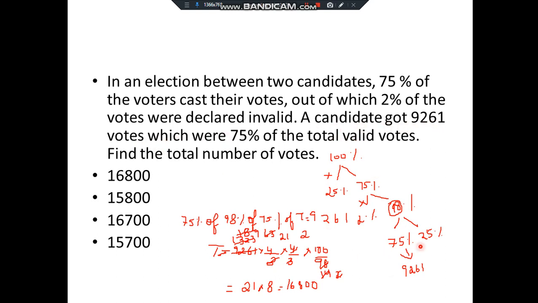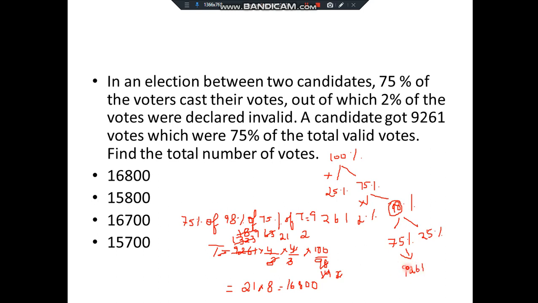Now, they have given that a candidate got 9261 votes. See, here I told you, the particular person got 9261 votes, and it is not the difference or majority. So listen to this. 9261 votes. So who got 75% of valid votes, he got 9261 votes. So we have to find the total number of votes. So while using this method, go in reverse order.